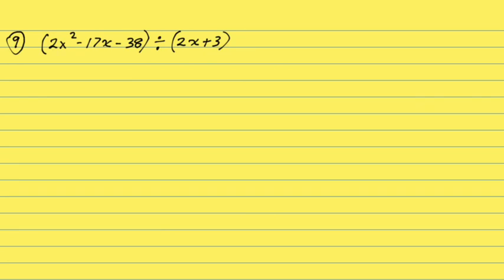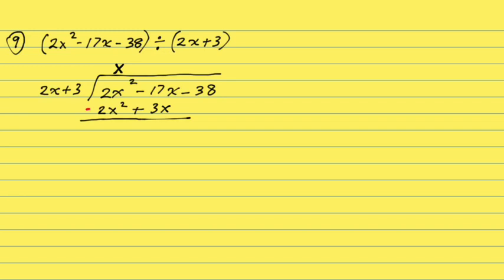Okay, how about number 9? I can only do this one long, so you have 2x squared minus 17x minus 38 divided by 2x plus 3. 2x times what is 2x squared? 2x times just x, right? 2x times x is 2x squared, and x times 3 is 3x.